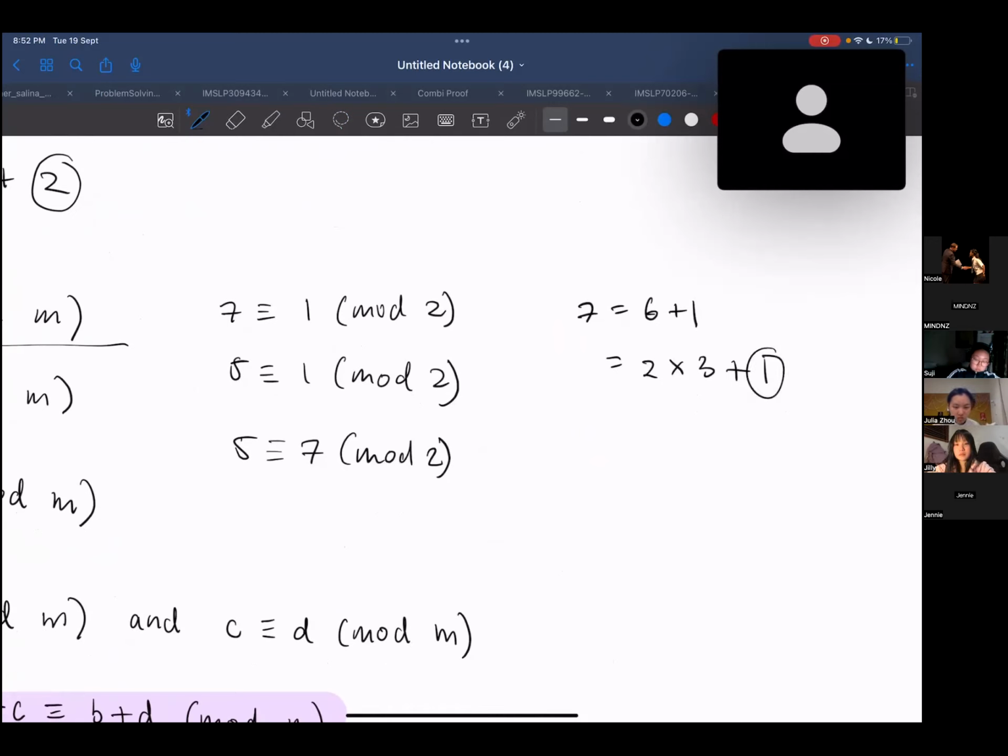But the remainder would be 1. So that's how we know that 7 is congruent to 1 mod 2. And also, a really simple way of doing mod 2 is you just know that 7 is an odd number. So it must leave a remainder of 1 when divided by 2, because odd numbers aren't divisible by 2. So it can't be 0 mod 2. So it can only be 1 mod 2.